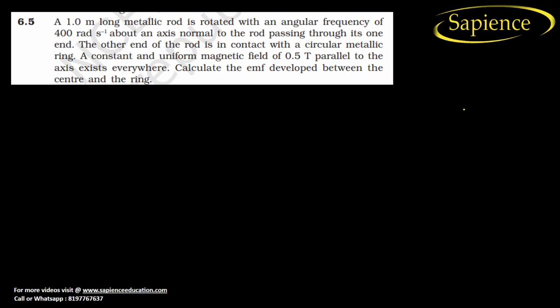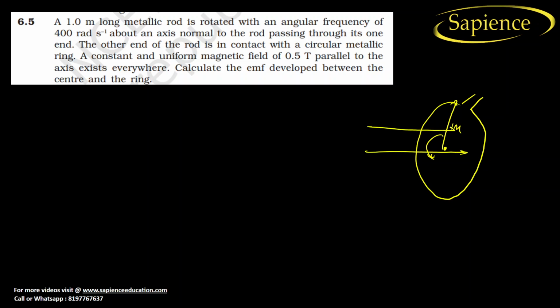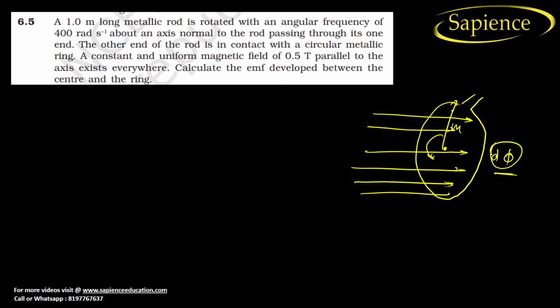There is a circular ring like structure with some wire, and there is a rod which will move with some angular velocity, and this rod has a length. There is a magnetic field like this, so the rod will cut the magnetic field, and there will be a change in flux. Whenever a change in flux happens, it will create an EMF. We need to find the EMF.